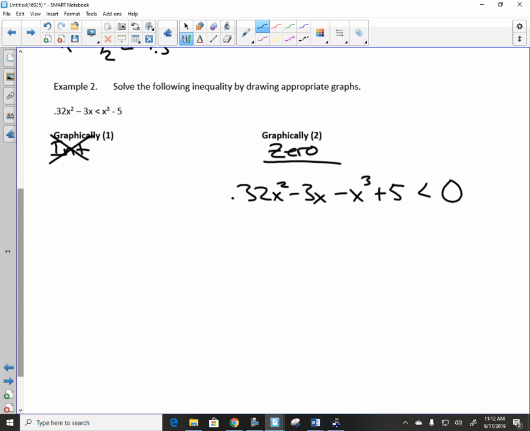So we have to think about this. What does it mean for the graph to be less than 0? Once I graph it, what does it mean to be less than 0? Negative. And if the graph is negative, where will the graph be? Below the x-axis. That's what we're looking for.